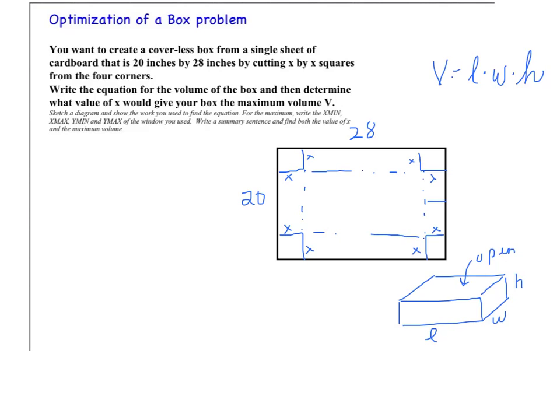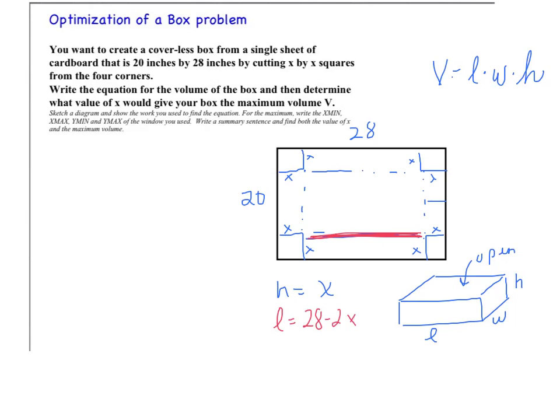Looking back at the layout, we can tell that the height is going to be x. So the height will be x long. Now, the length, this right here: if I went all the way across, it would be 28, but I just want this piece right here. So 28 minus x minus x. So the length is going to be the total length minus 2x.